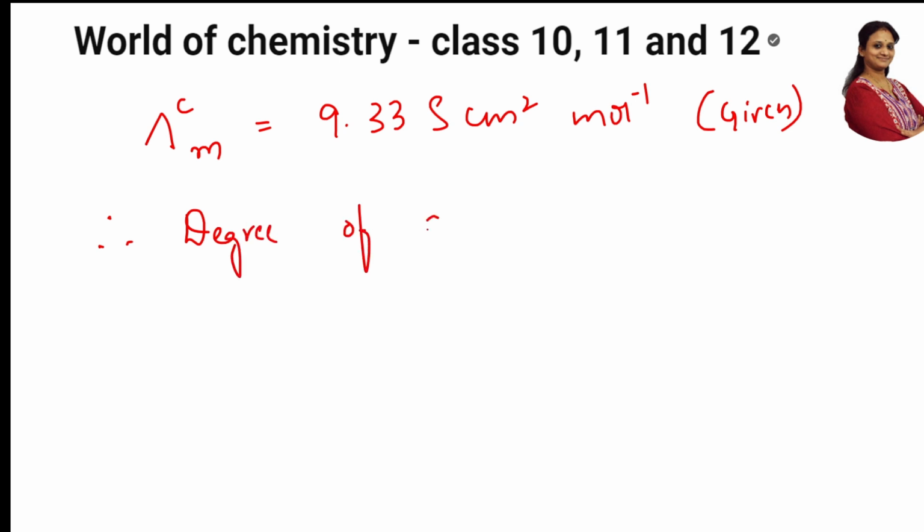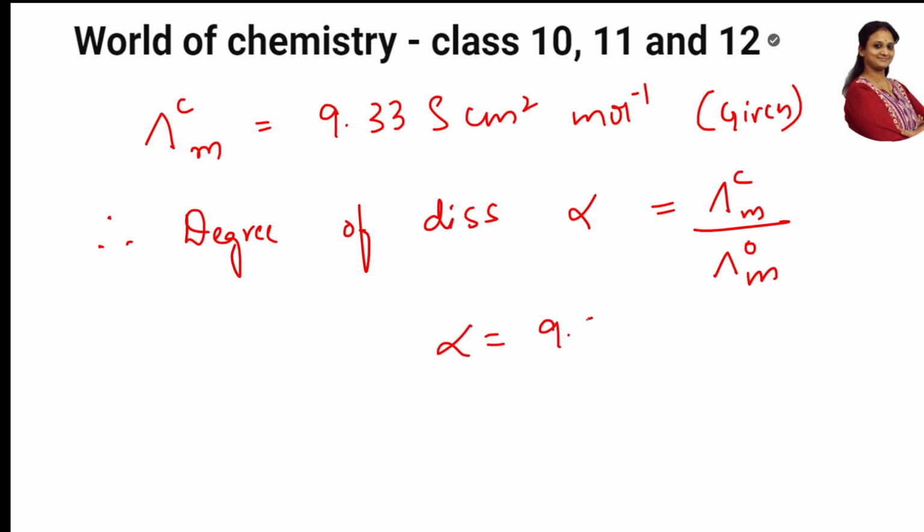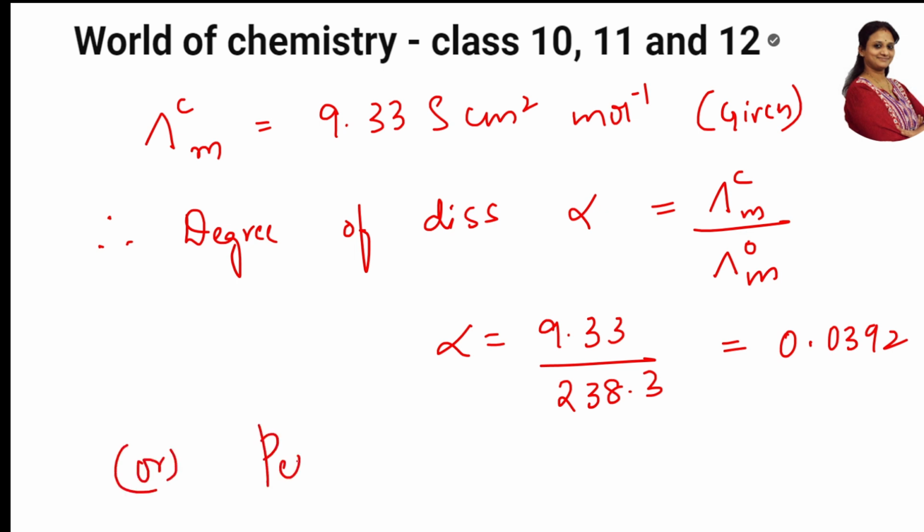The degree of dissociation is denoted by alpha. The formula is alpha equals lambda c by lambda m at infinite dilution. Substituting, alpha is equal to 9.3 divided by lambda naught, which I got as 238.3, coming to almost 0.0392.